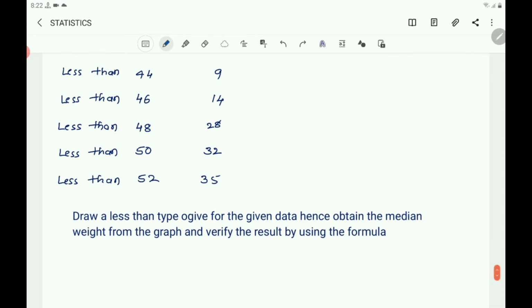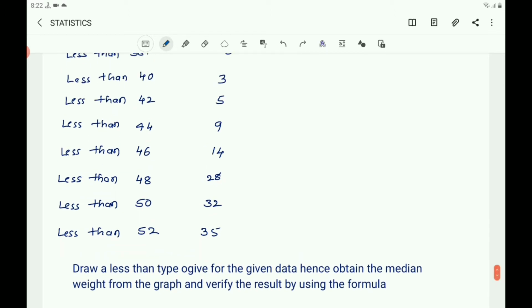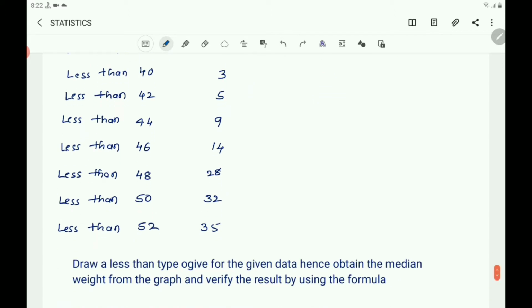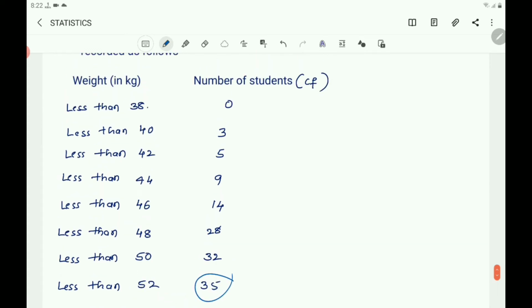Draw a less than type ogive for the given data. Hence, obtain the median weight from the graph and verify the result by using the formula. Here, it is already given as less than, and the cumulative frequency is given. As there are 35 students here, that is covered, and it is a cumulative frequency.